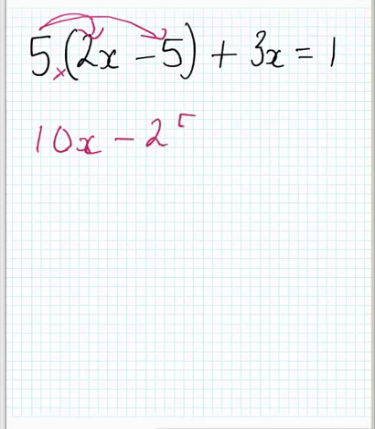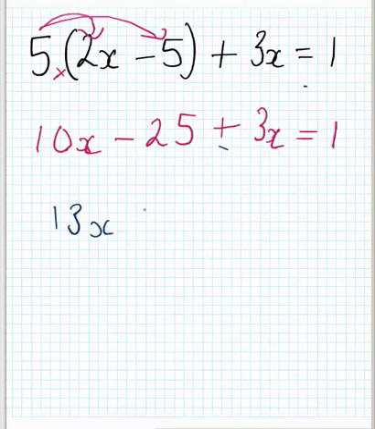And now don't forget to write down the rest that we have left. So we've got plus 3x equals 1. And now our next step is to simplify anything we can on the same side. On the same side here, we've got a 10x and a 3x. So they can be, in this case, added together. What's 10x plus 3x? Well, 10 plus 3 is 13. So 13x. The minus 25 is still there. So we simplify the 10x and the 3x equals 1.